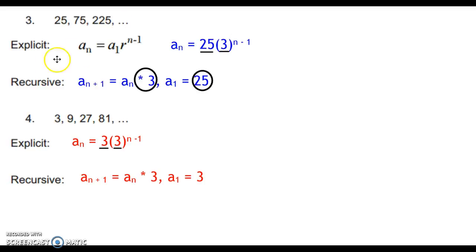Notice something very interesting about the previous exercise and this exercise. The recursive formula is really similar up until here, because the pattern is exactly the same. The only difference between this sequence and this sequence is the starting value. Starting value of 3, starting value of 25. And notice how the starting value can make the sequence change dramatically.